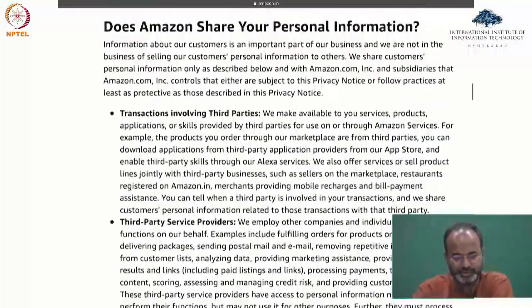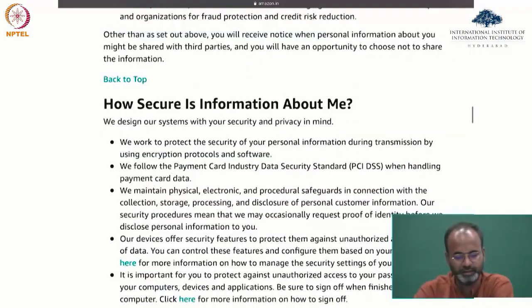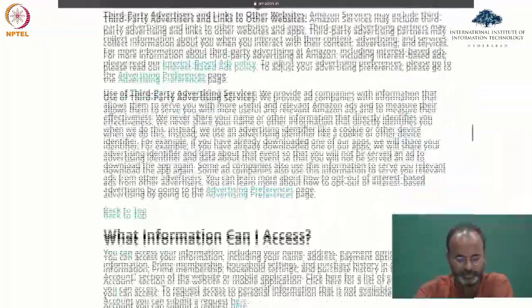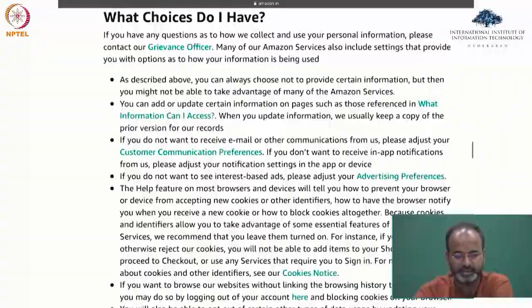Does Amazon share your personal information? Transactions involving third parties: we make available to you services, products, applications, or skills provided by third parties for use on or through Amazon services. For example, the products you order through our marketplace are from third parties. You can download applications from third-party application providers from our App Store and enable third-party skills through our Alexa services. So it's essentially saying how third-party information is being collected. Again, my intent here is not to go through the entire policy. What about advertising? What information can I access? What choices do I have?